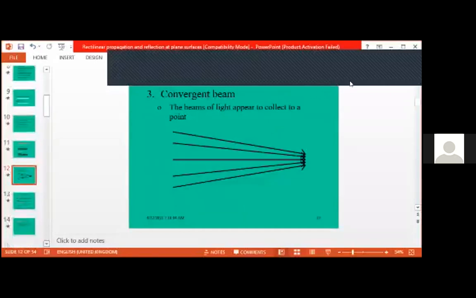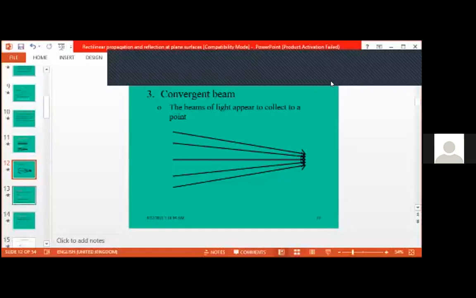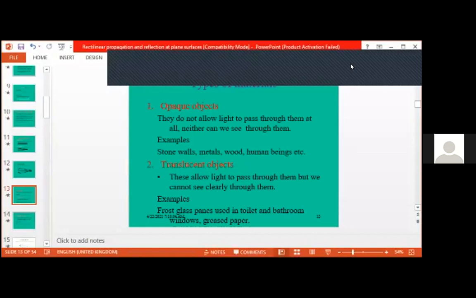Now, there are types of objects. We fit window panes, and we have different types of panes. We notice that there are some panes that you see through, and others that you don't see through. And of course, you can block light completely. So there are three types of objects when it comes to light.